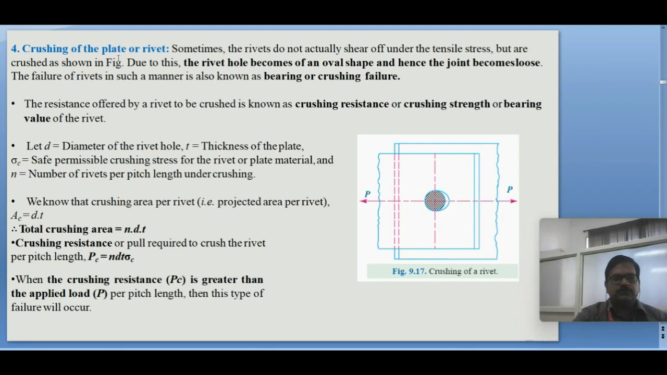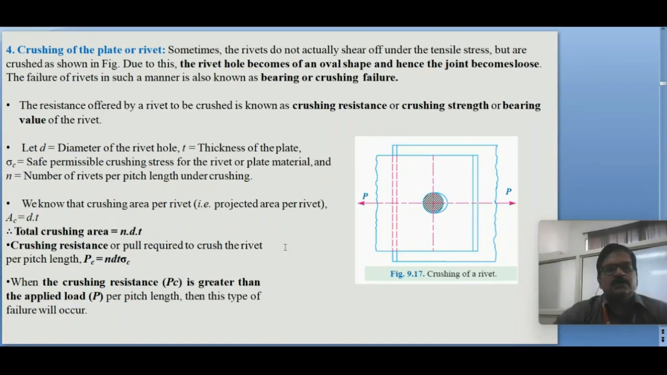And the third one is the crushing of the plate or rivet. When two plates are joined together with a rivet, either the plate or the rivet's shank may get crushed due to the pull applied on the plates, due to the internal pressure or something else. The weaker or the softer of the two may get enlarged. Either the hole gets enlarged or the diameter of the shank of the rivet gets compressed.